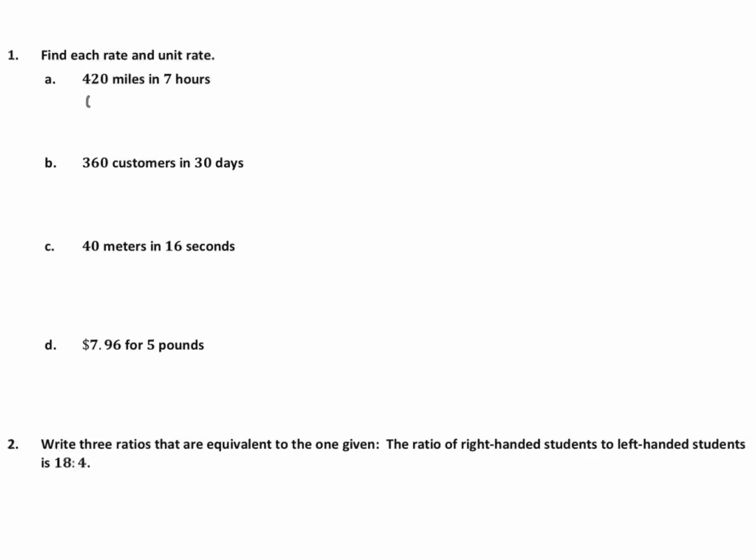So for this one, we should have 420 divided by 7. 7 goes into 42 6 times. So this is 60. So our rate is 60 miles per hour, and our unit rate is 60.